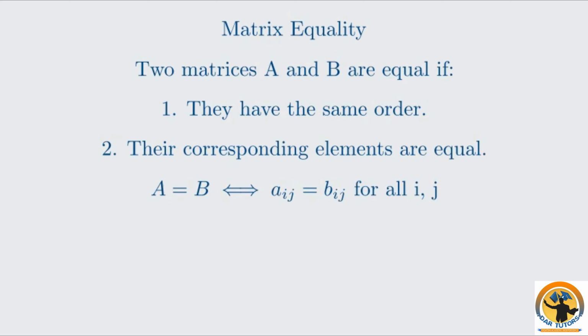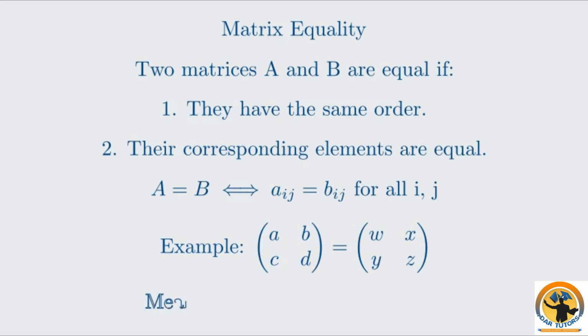This means you cannot have a 2 by 2 matrix equal to a 3 by 3 matrix, and you cannot have a 2 by 2 matrix equal to another 2 by 2 matrix if even one element is different. For example, if we have these 2 by 2 matrices, for them to be equal, the element a must be equal to w, b to x, c to y, and d to z. Every pair of elements in the same position must match.